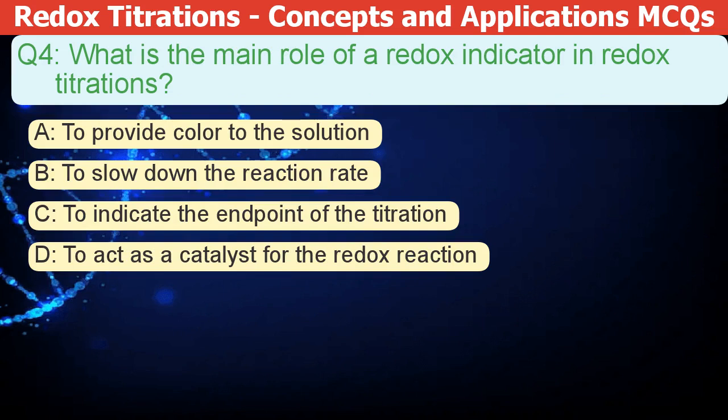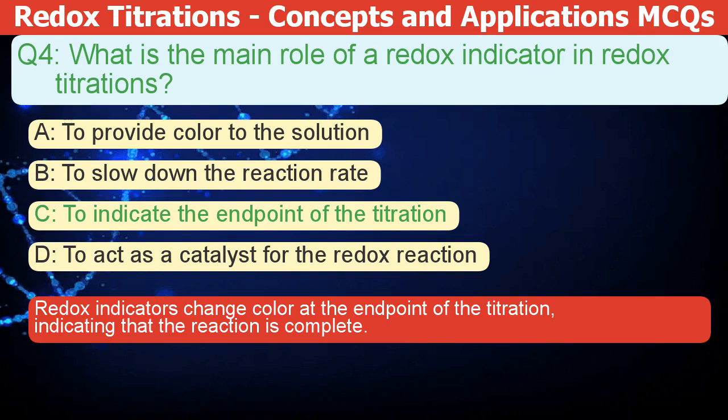What is the main role of a redox indicator in redox titrations? A. To provide color to the solution. B. To slow down the reaction rate. C. To indicate the endpoint of the titration. D. To act as a catalyst for the redox reaction. The correct answer is C. Redox indicators change color at the endpoint of the titration, indicating that the reaction is complete.